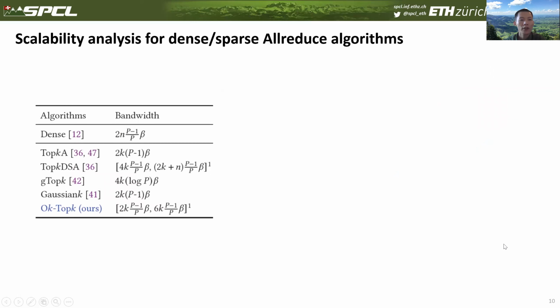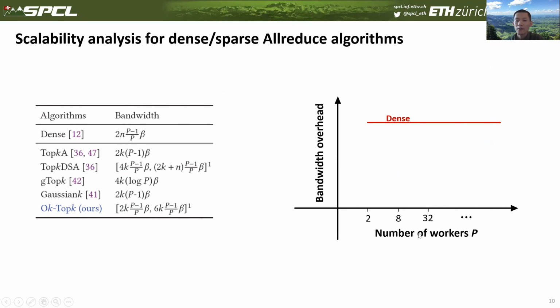Next, let's compare the parallel scalability of the previously discussed dense and sparse Allreduce algorithms. Because we focus on large model training, in which the bandwidth overhead dominates, here we only keep the bandwidth term. On the right figure, we can see as the number of workers increases, the bandwidth overhead for the dense algorithm is almost constant. This means that it has very good scalability. For top K A, as the number of workers increases, the bandwidth overhead increases linearly. At some point, top K A will surpass the overhead of dense Allreduce.